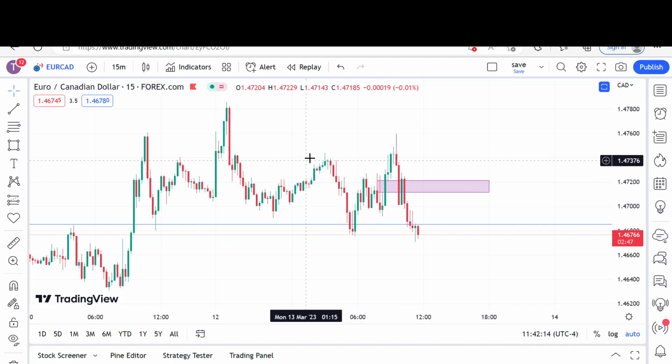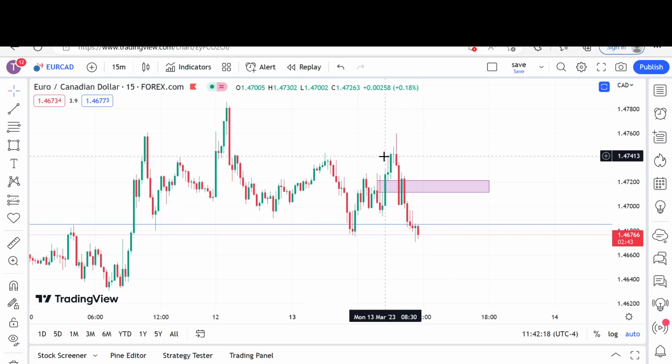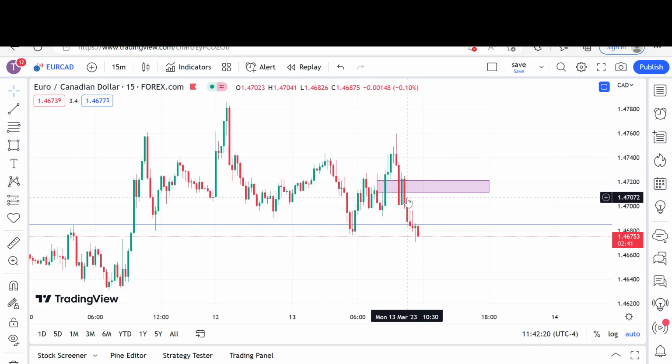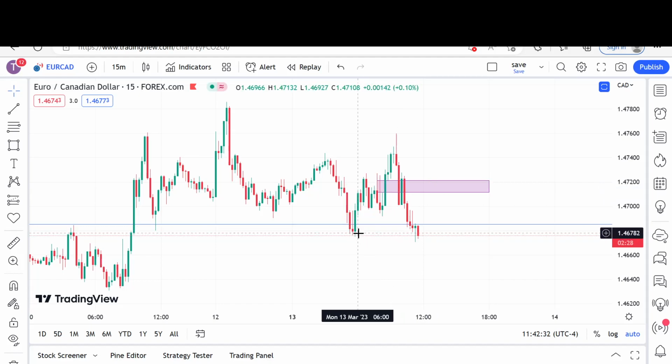So it came up, took out these highs right here, cleaned out that buy side liquidity, and then pulled back into that imbalance. That was where I entered. Once we closed in that imbalance, we traded down into a discount marketplace, right? And my stop on this thing was right here, right underneath of this low.